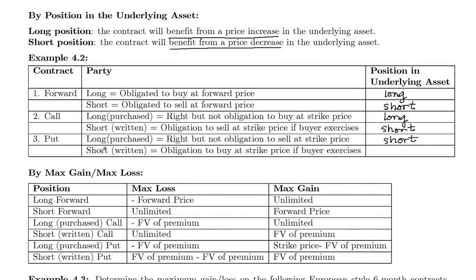And then if you're short a put, that is, if you write a put, then the person that buys it has the right to sell, and you would be obligated to buy at the strike price if they exercise. So again, what if our strike price is 100? And what if the underlying asset has a price increase? The price increases to 200. You've got an obligation to buy at 100 if the buyer exercises.